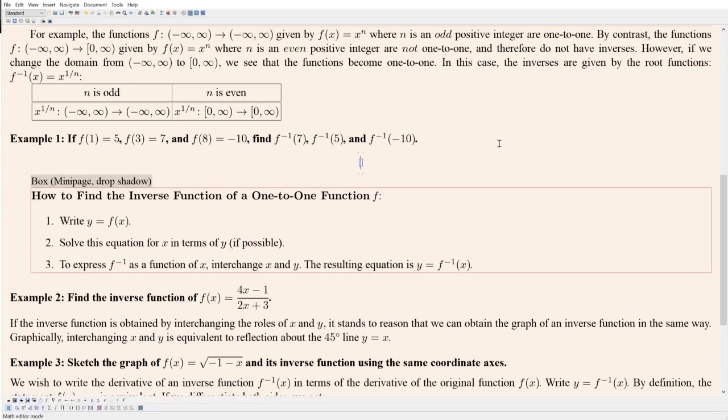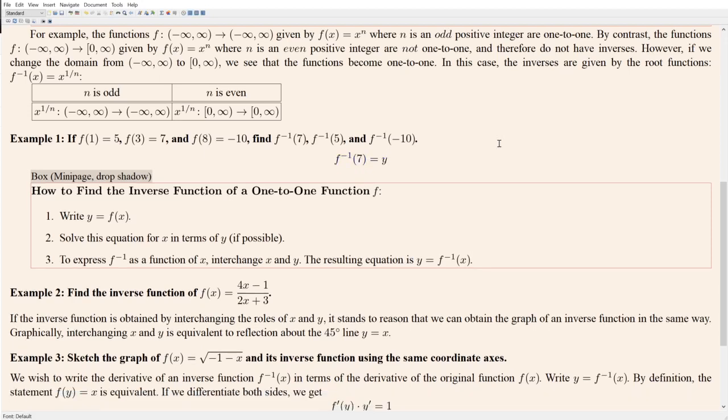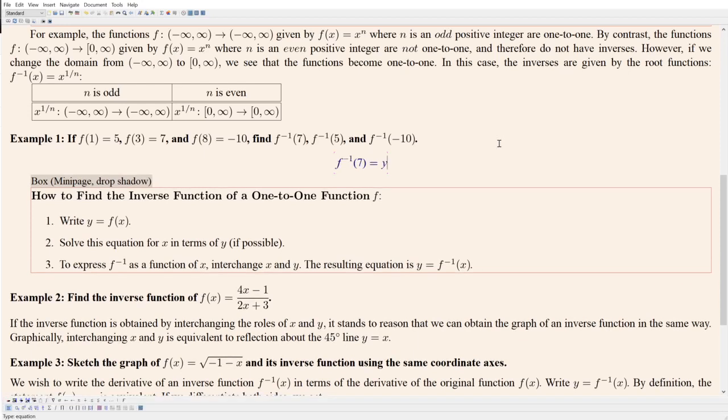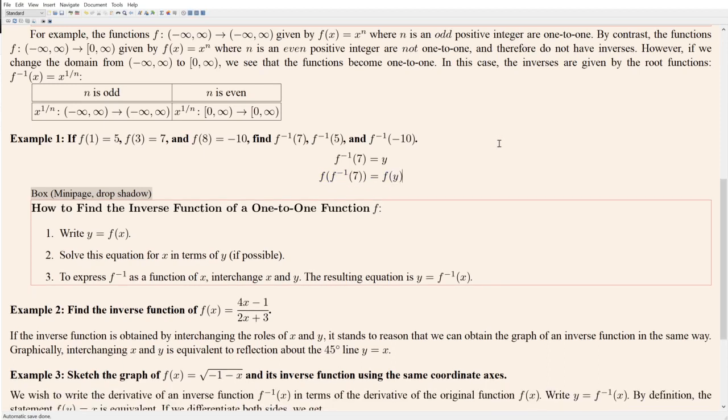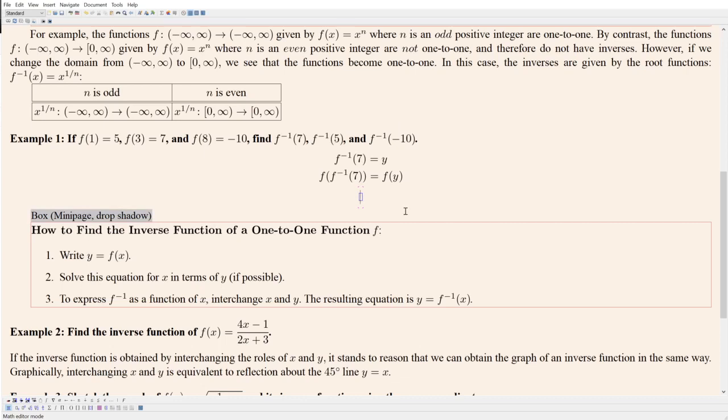So what is f inverse of 7? Well, let's say for a moment that this is y. Let's just give it a name so that we can work with it. Well, f inverse, by definition, is going to be a function which gets canceled out by f. So if I apply f to both sides, like so, well, f and f inverse have to cancel each other. So we get that 7 has to equal f of y.